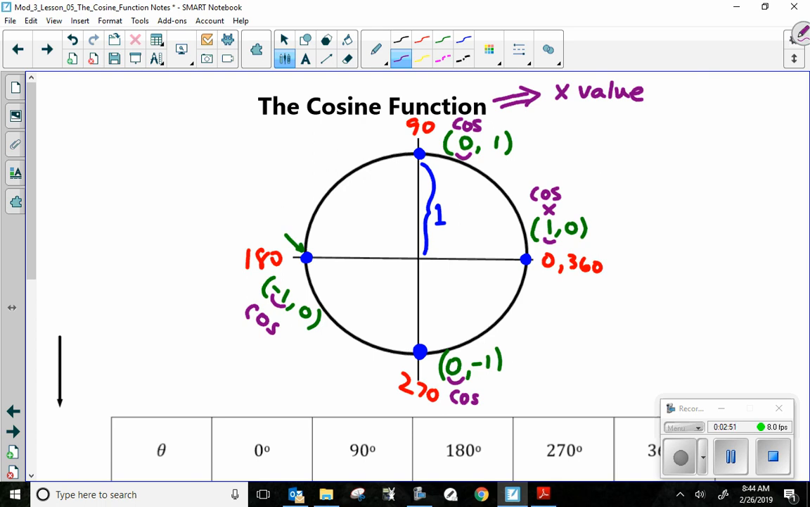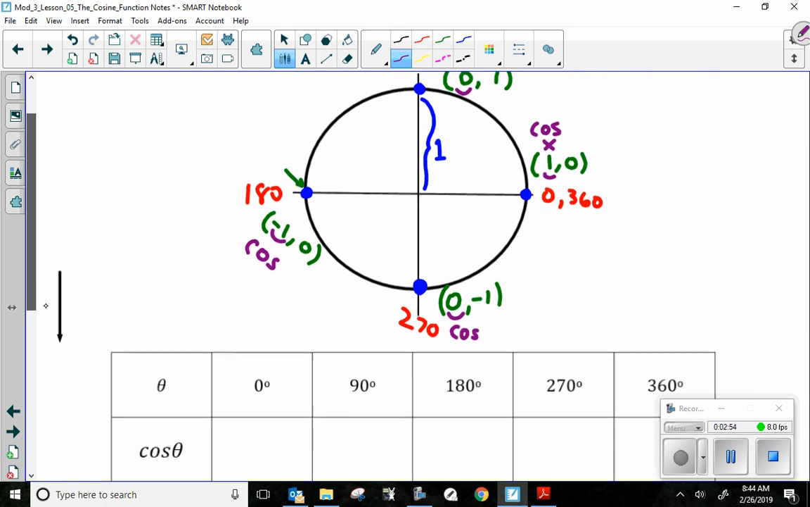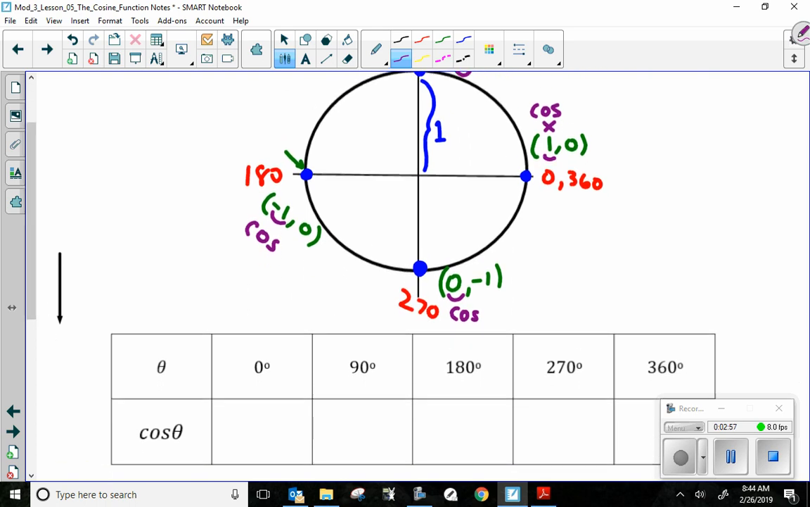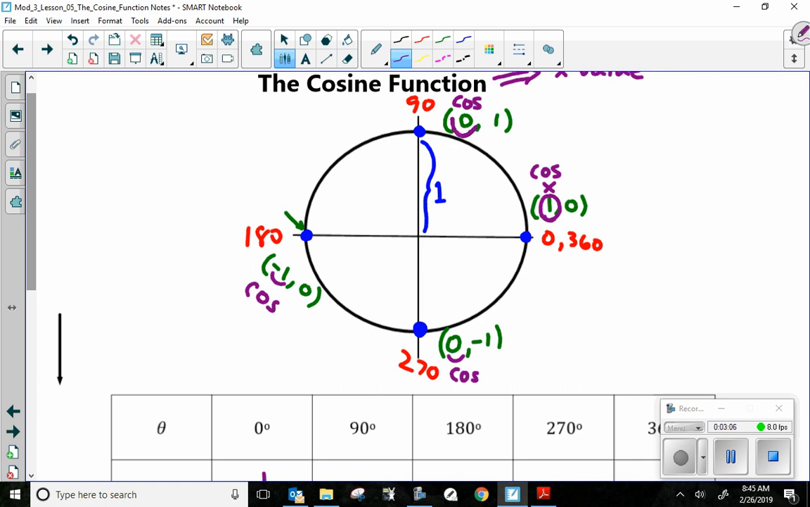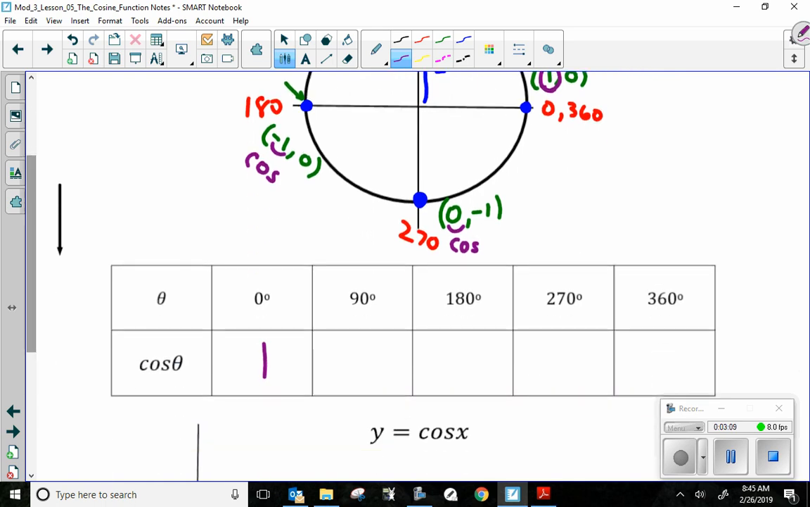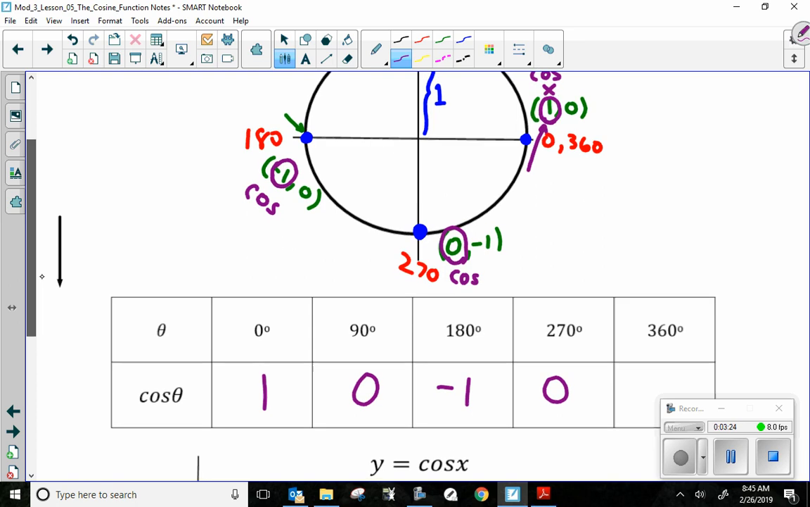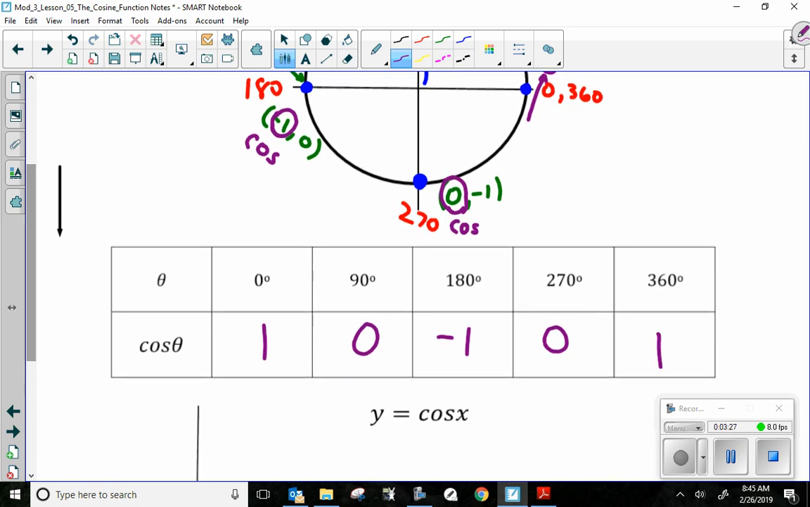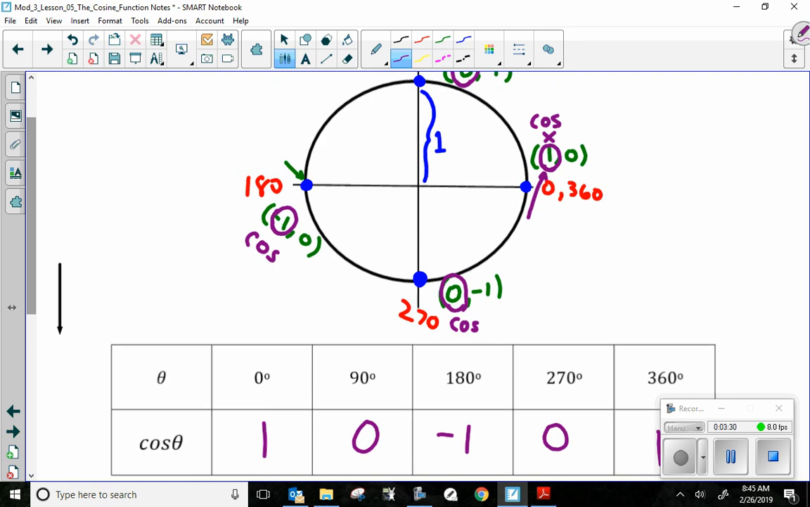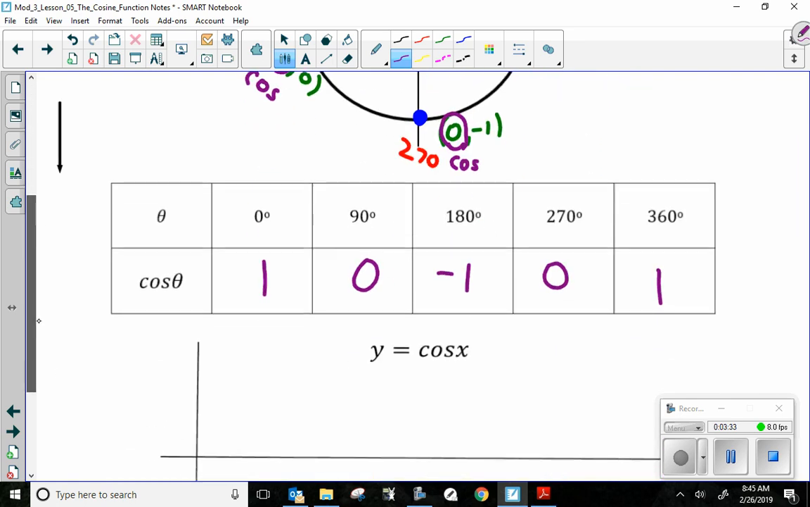Okay. So we're going to take this information that we know and put it on a table below here. The cosine of 0, of course, is 1. The cosine of 90 is 0. The cosine of 180 is negative 1. The cosine of 270 is 0. And then the cosine of 360 is the same as the cosine of 0, and that's 1. So now we've taken it from our unit circle and put it on this nice table, which is great.